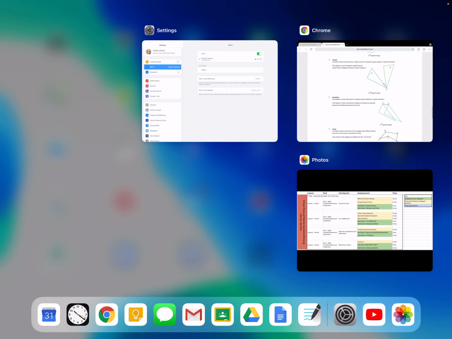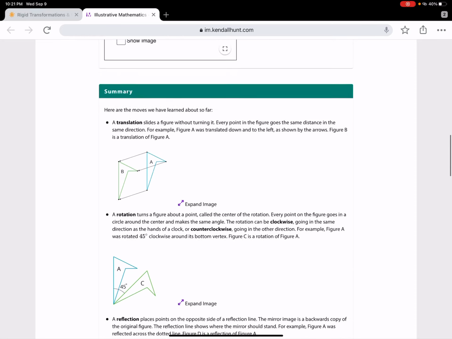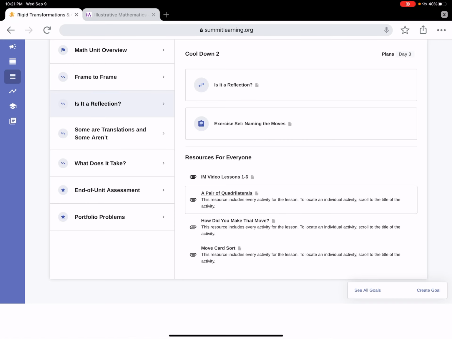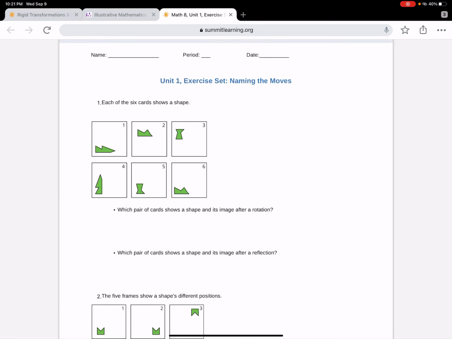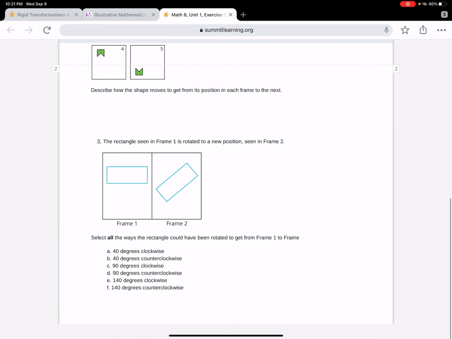All right, so if I'm looking at this list, which you have in your assignments for the week, I've done those first three. You're going to need to do them, but I've told you what to do. And then the cool down, is it a reflection? And then the exercise set, naming the moves. I can't remember if I said this in yesterday's video, but when you're clicking on, say, this exercise set, let me look at this particular one. The first question you can answer in words. Second question you can answer in words.